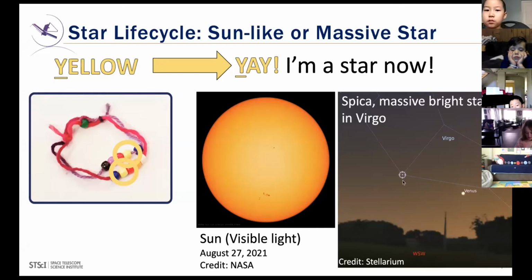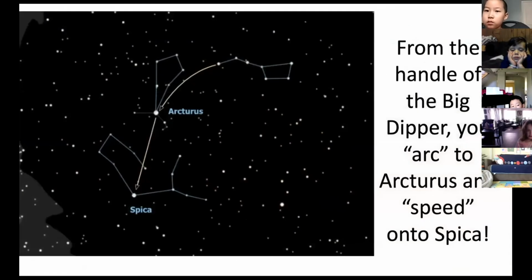Now you can find it. I know you can do it. So I want you guys to try this tonight if it's clear outside. So if you can find the Big Dipper, here is the Big Dipper. It's part of the constellation of Ursa Major. So you find the handle here. So this is how you're going to find Spica. It's a really fun little saying. You arc to the star Arcturus, and then you keep on speeding on to Spica. So you guys can say it with me. You arc to Arcturus, and you speed on to Spica. And then that you'll know is a star, but it's not like the sun. It's more massive than the sun.